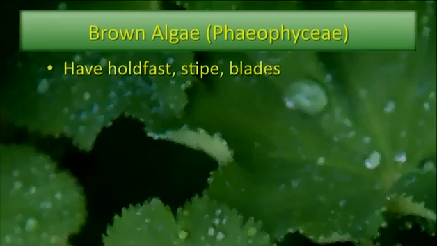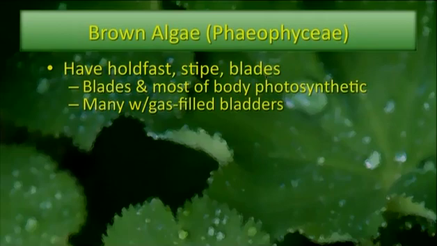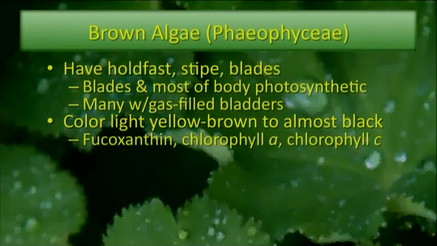Now the oldest parts of the blades are at the tips. Blades in most of the body do photosynthesis. And many have these gas-filled bladders. There's some that have 10% carbon monoxide gas in the bladders. I guess the gas-filled bladders help to keep them buoyant and help to hold them up close to the light. The colors of brown algae range from light yellow-brown to almost black. You have fucoxanthin, chlorophyll A, and chlorophyll C in these algae.